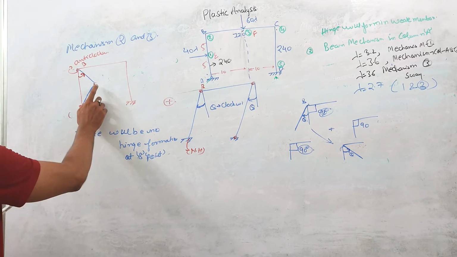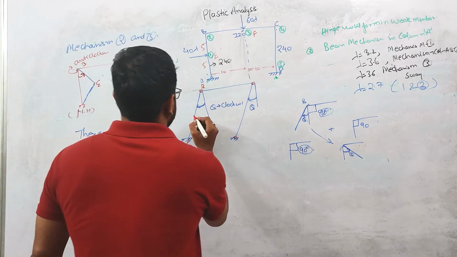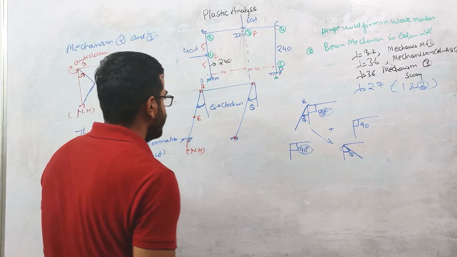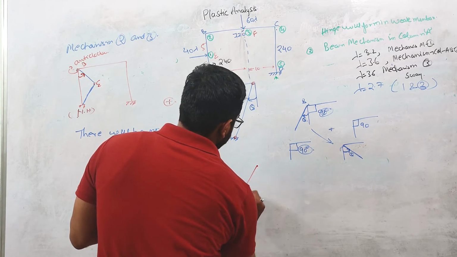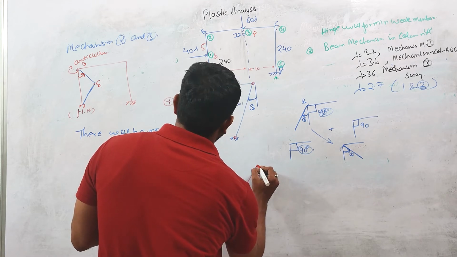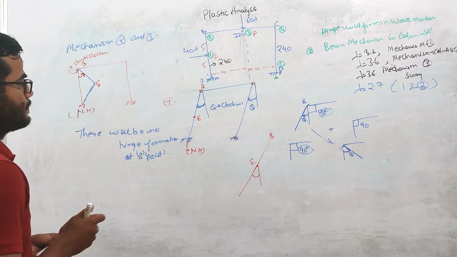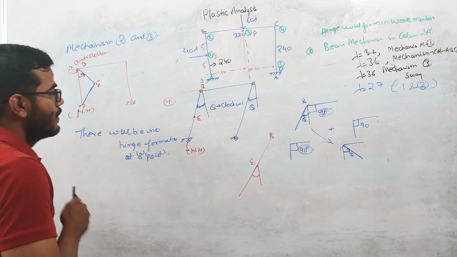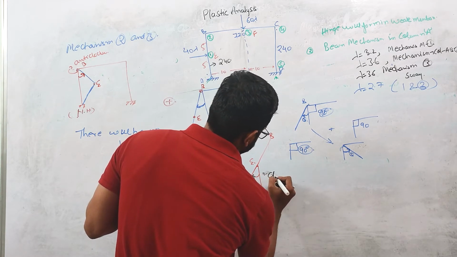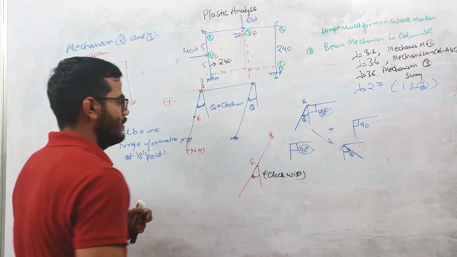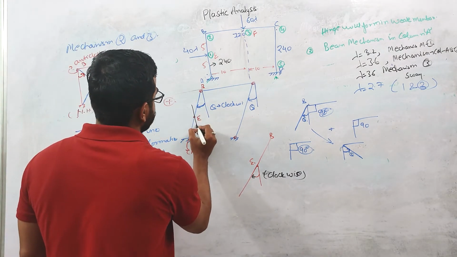Now let us come to this point, this E point. What is happening at E point? Whether the plastic hinge will form at E point or not. And this is in sway mechanism, this is E point, right? So I'm coming to the E point. So in sway, the rotation is clockwise. If I am considering about the sway, the rotation is clockwise, no doubt in this.